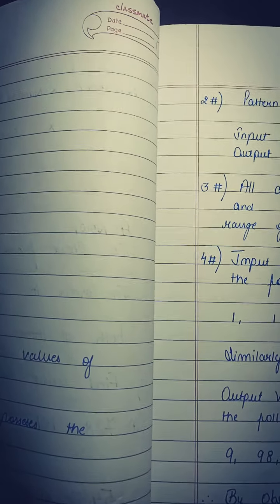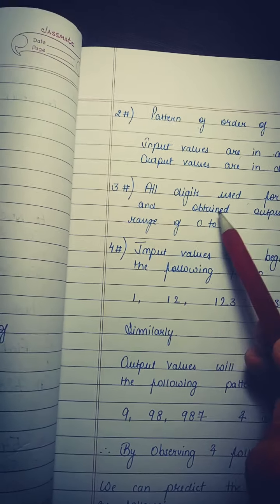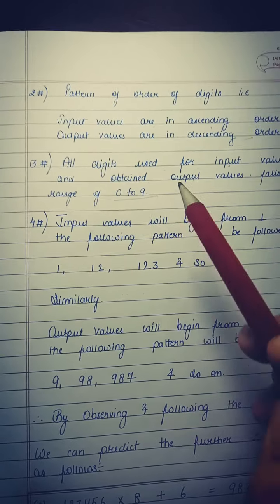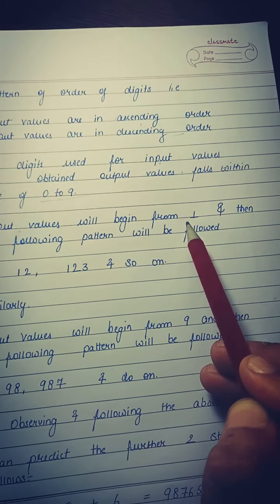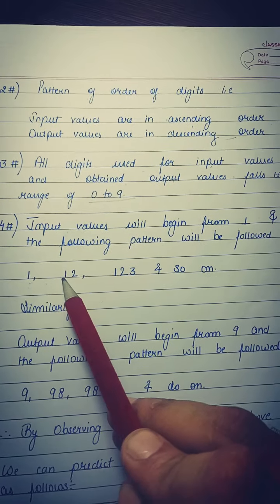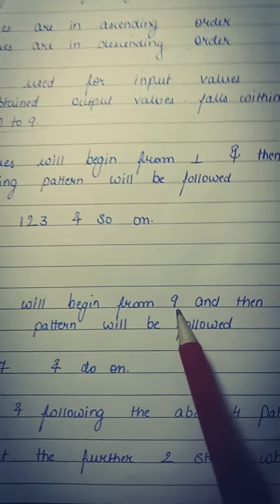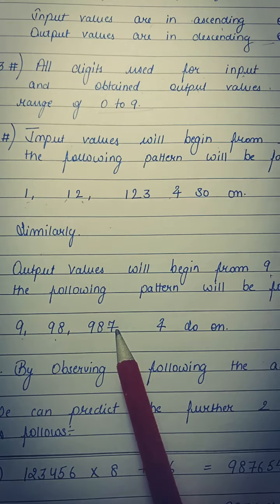Third, all the digits used for the input values and the obtained output values fall within the range of 0 to 9. And the fourth, the most important: the input values begin from 1, and then the following pattern is followed: 1, 1 2, 1 2 3. Similarly, the output values begin from 9, and then the following pattern is followed: 9, 9 8, 9 8 7, and so on.